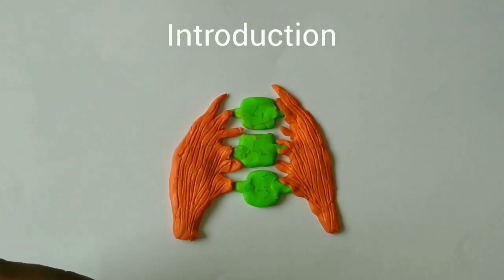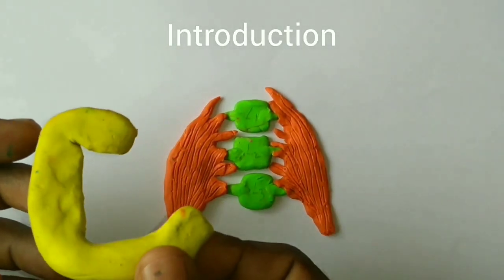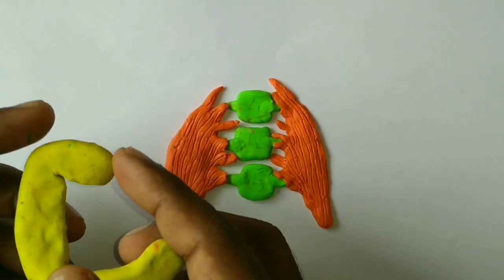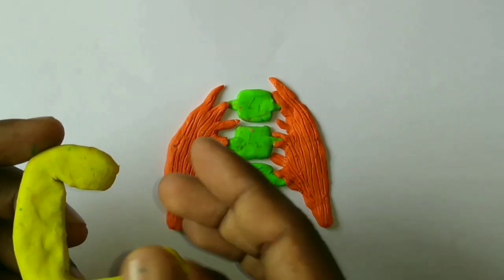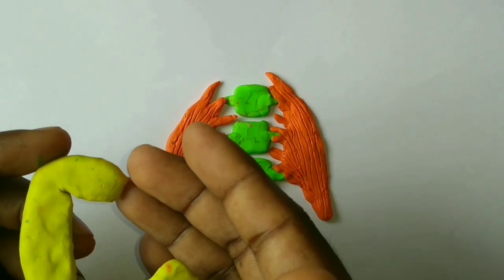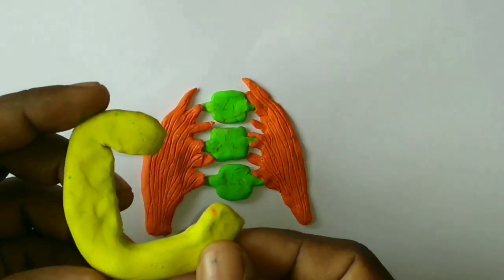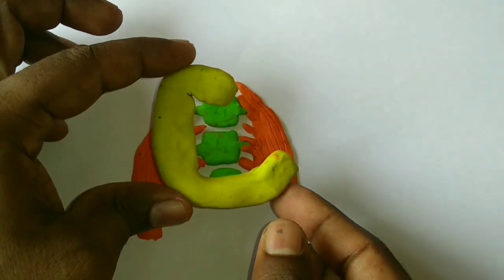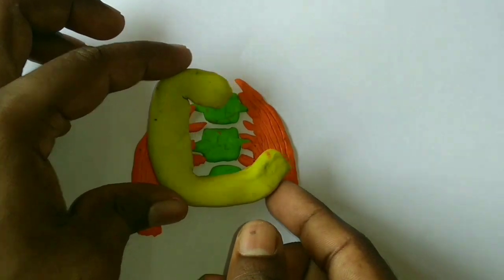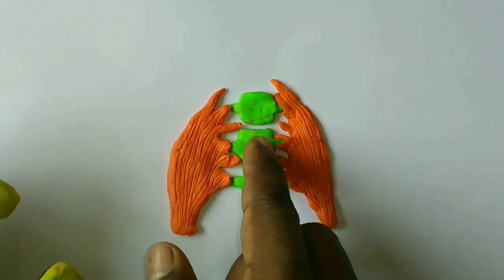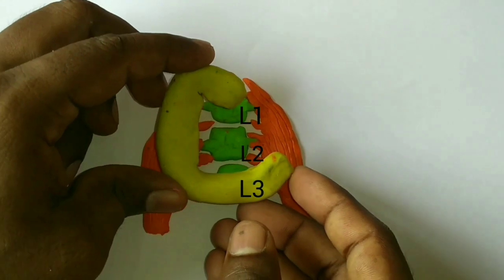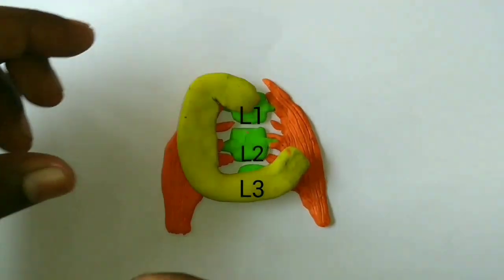Coming to the introduction to the duodenum, the duodenum is a C-shaped organ which is the continuation of the pyloric end of the stomach, and it will be at the vertebral levels L1, L2 and L3. So this is the vertebrae L1, L2 and L3, which the duodenum occupies.